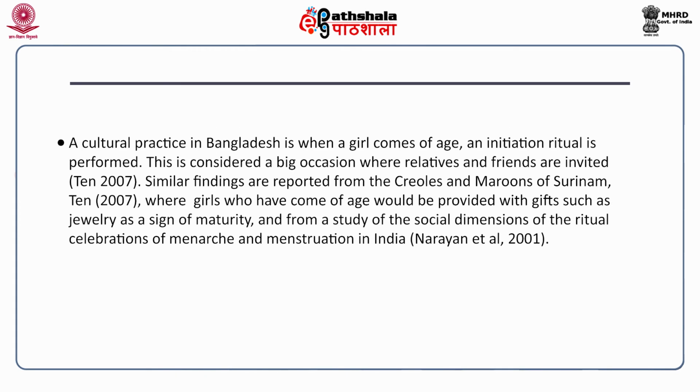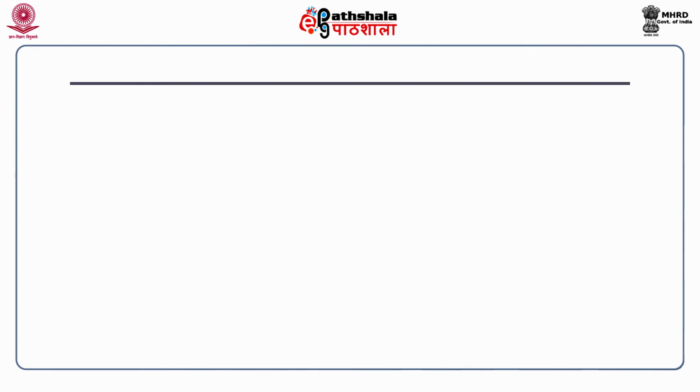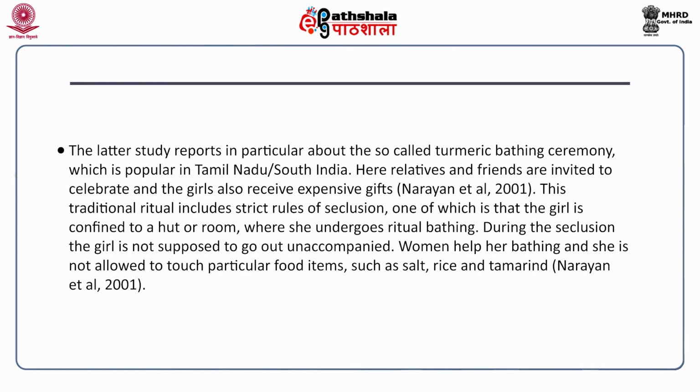A cultural practice in Bangladesh is that when a girl comes of age, an initiation ritual is performed. This is considered a big occasion where relatives and friends are invited. In this, the girls who have come of age are provided with gifts such as jewelry as a sign of maturity. From a study of the social dimensions of the ritual, celebration of menarche and menstruation in India, the study reports that a turmeric bathing ceremony, which is popular in Tamil Nadu in South India, is held, and it also starts imposing strict restrictions on seclusion during menstruation, where girls are confined to huts and rooms where they have to undergo the ritual bath.